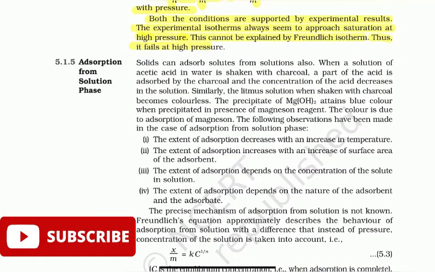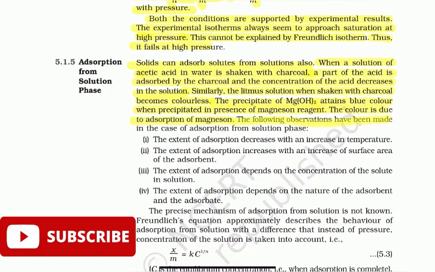Adsorption from solution phase. Solids can adsorb solutes from solutions also. When a solution of acetic acid in water is shaken with charcoal, a part of the acid is adsorbed by the charcoal and the concentration of the acid decreases in the solution. Similarly, litmus solution, when shaken with charcoal, becomes colorless. The precipitate of Mg(OH)2 attains blue color when precipitated in presence of magnesium reagent. The color is due to the adsorption of magnesium.